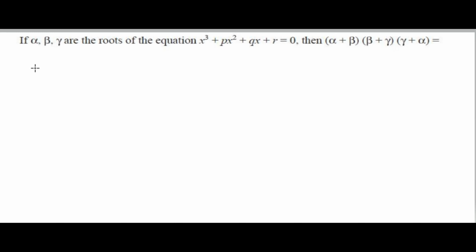If alpha, beta, gamma are the roots of the equation x cube plus px square plus qx plus r is equal to 0, then (alpha plus beta) into (beta plus gamma) into (gamma plus alpha) is dash. Here alpha, beta, gamma are the roots. So given cubic equation is x cube plus px square plus qx plus r is equal to 0. Alpha, beta, gamma are the roots.